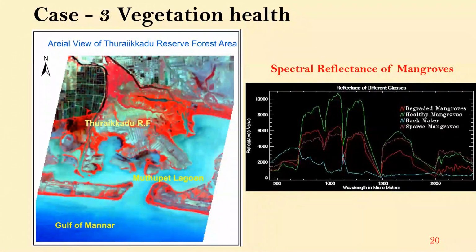So in case 3, I'm going to show how hyperspectral remote sensing images could be used to monitor vegetation health. The study was conducted in Muthupet Lagoon region, the Thuraikadu Reserve Forest. So mainly this is a mangrove forest area. The objective was to identify the degraded vegetation, degraded mangroves in this region.